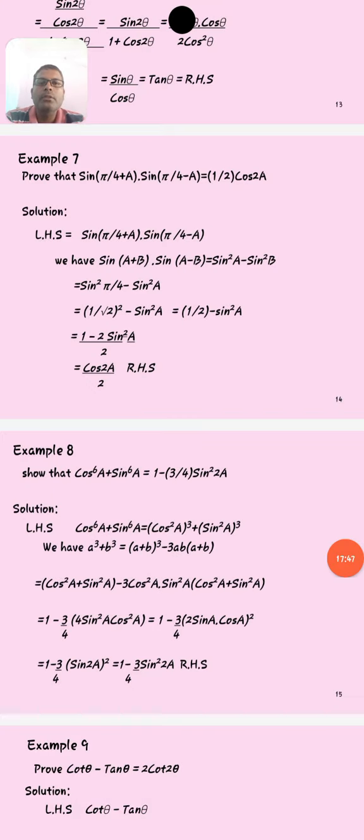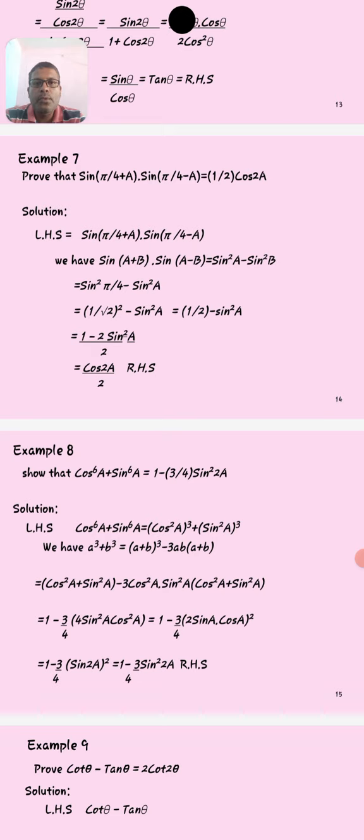1 by 2 cos 2a. Now we take the LHS part: sin of pi by 4 plus a into sin of pi by 4 minus a. We have sin of a plus b into sin of a minus b. What is the formula? Sin square a minus sin square b. Now this formula we have to apply here.